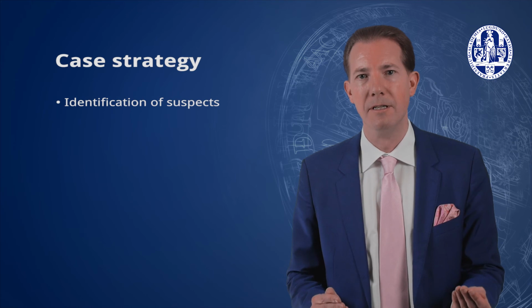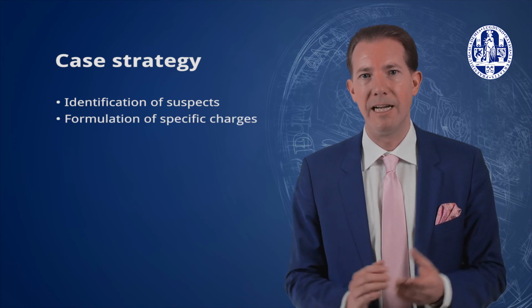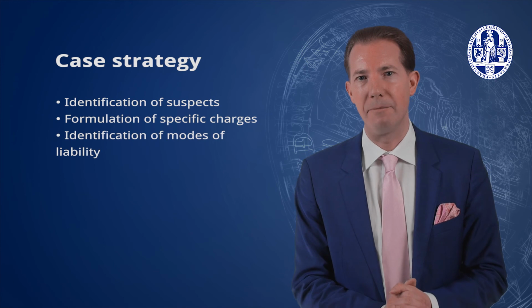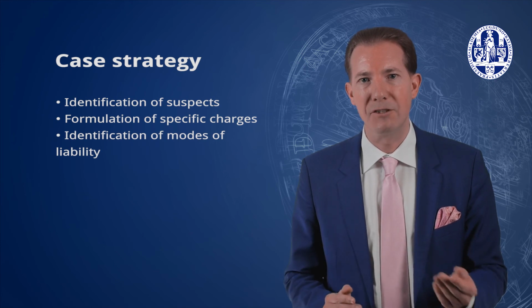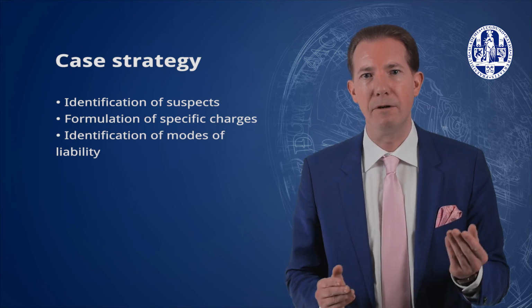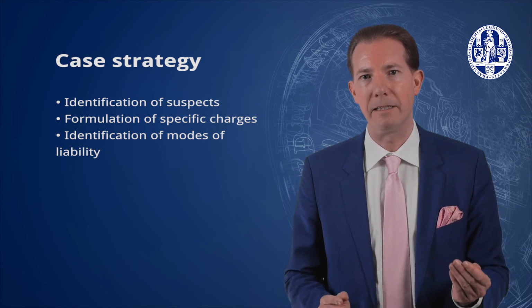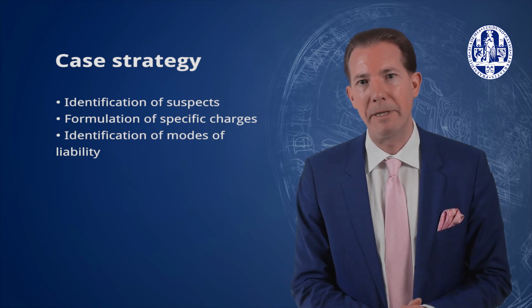Let us now turn to the final step. How does the investigation lead to an actual case? In the course of the investigation, the prosecution forms different hypotheses in relation to the crime base, the context, and the linkage. This leads to the formulation of a case strategy. It involves the identification of suspects, the formulation of specific charges, and the identification of modes of liability. These elements are typically formalized in the application for a warrant of arrest or a summons to appear. This marks the formal beginning of the case.